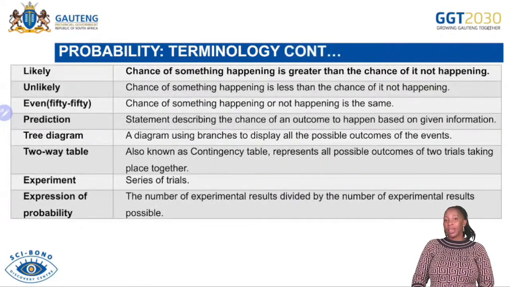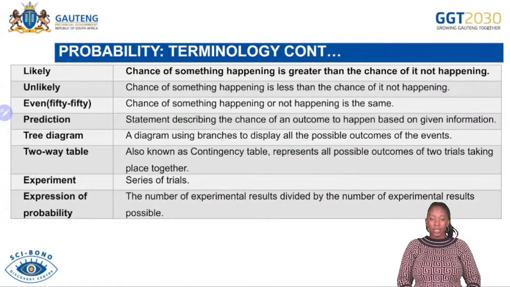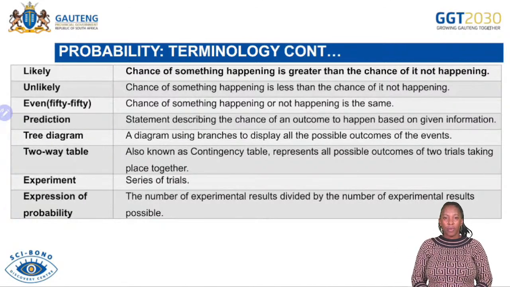Let's continue with our terminology. When we talk about the likely now, this is the terminology, boys and girls, that you need to know in probability, because there are questions that are based on that terminology. So you need to be familiar with this terminology. What do they mean when we say likely in probability? What are they referring to?